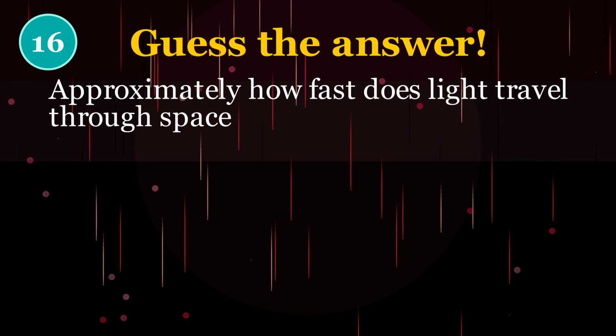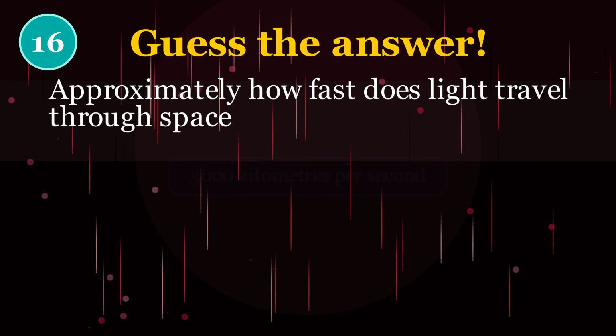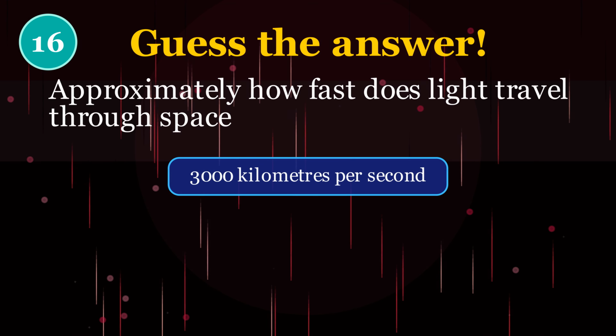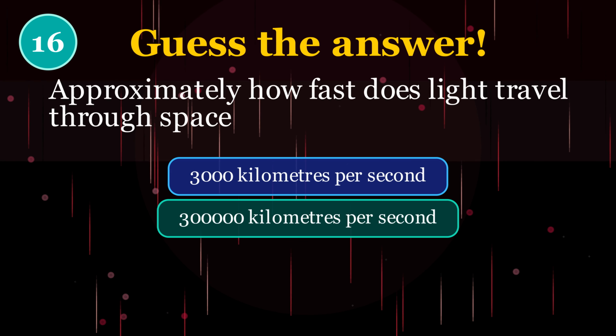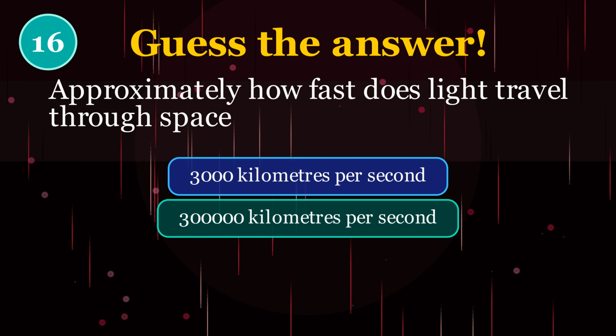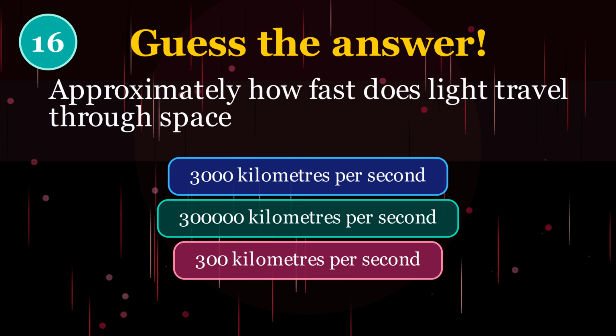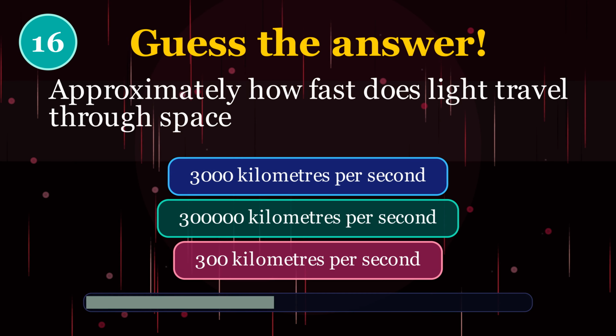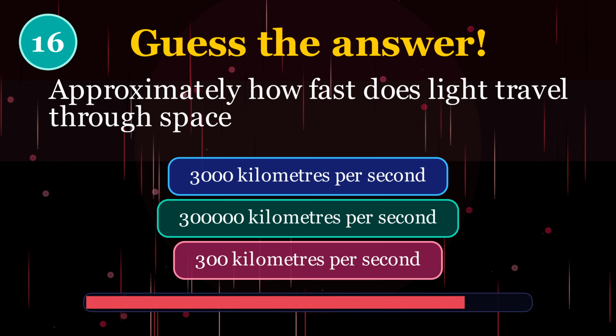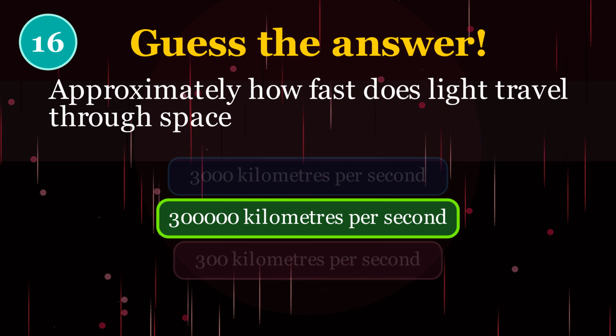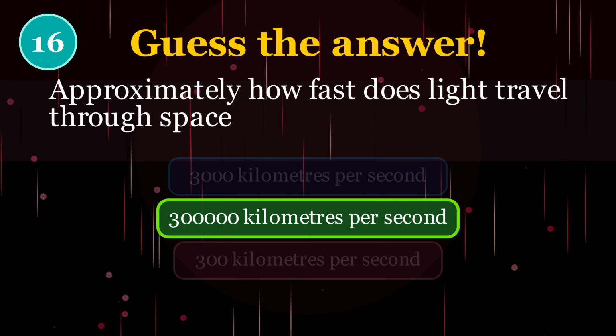Approximately how fast does light travel through space? 3,000 kilometers per second. 300,000 kilometers per second. 300 kilometers per second. The correct answer is 300,000 kilometers per second.